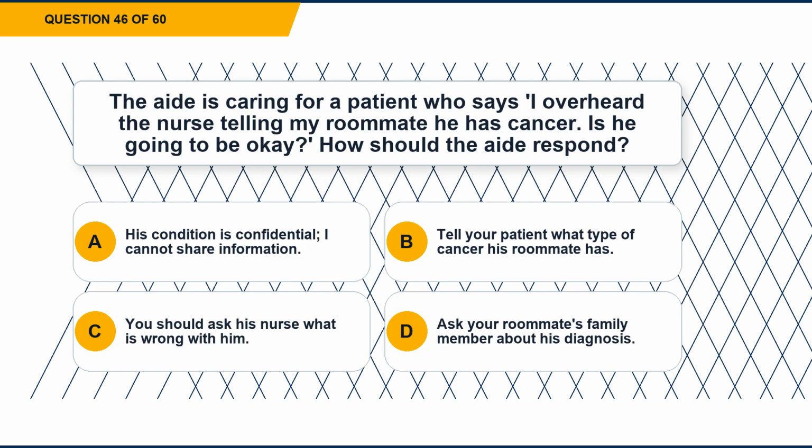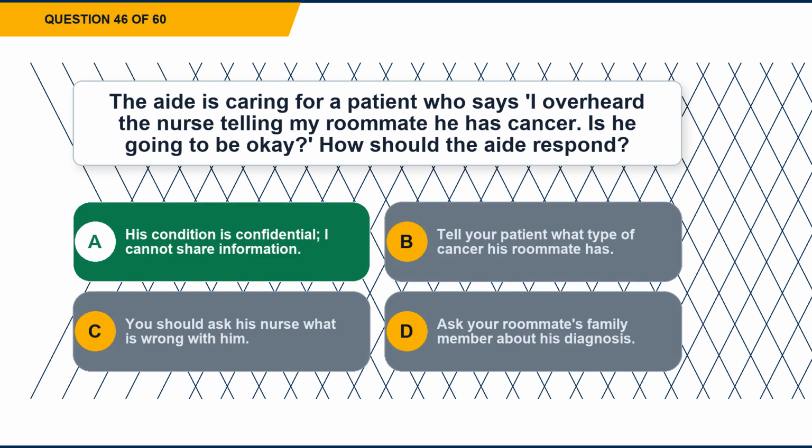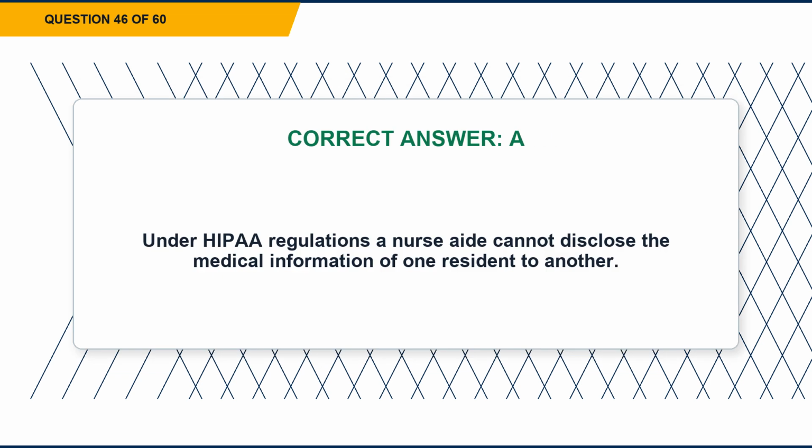Question 46. The aide is caring for a patient who says, "I overheard the nurse telling my roommate he has cancer. Is he going to be okay?" How should the aide respond? Option A. His condition is confidential, I cannot share information. Option B. Tell your patient what type of cancer his roommate has. Option C. You should ask his nurse what is wrong with him. Option D. Ask your roommate's family member about his diagnosis. The correct answer is option A. His condition is confidential, I cannot share information. Explanation. Under HIPAA regulations, a nurse aide cannot disclose the medical information of one resident to another.